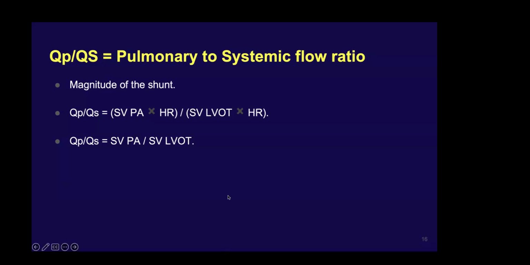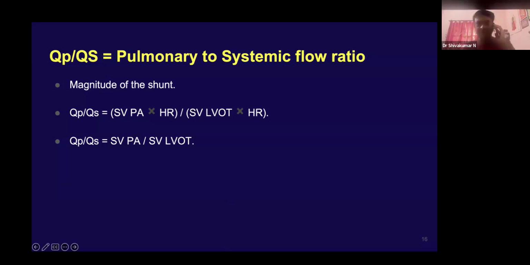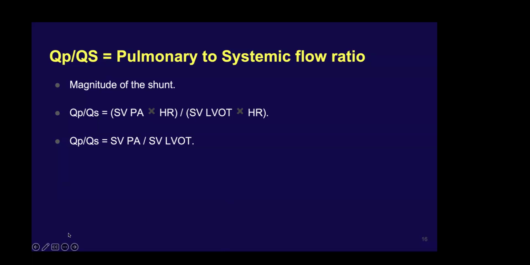If you have difficulty in tracing VTI variations, you can still take the peak LVOT velocities and check the fluctuations in them instead of VTI variation. And it's also part of the continuity equation to measure the aortic valve area.